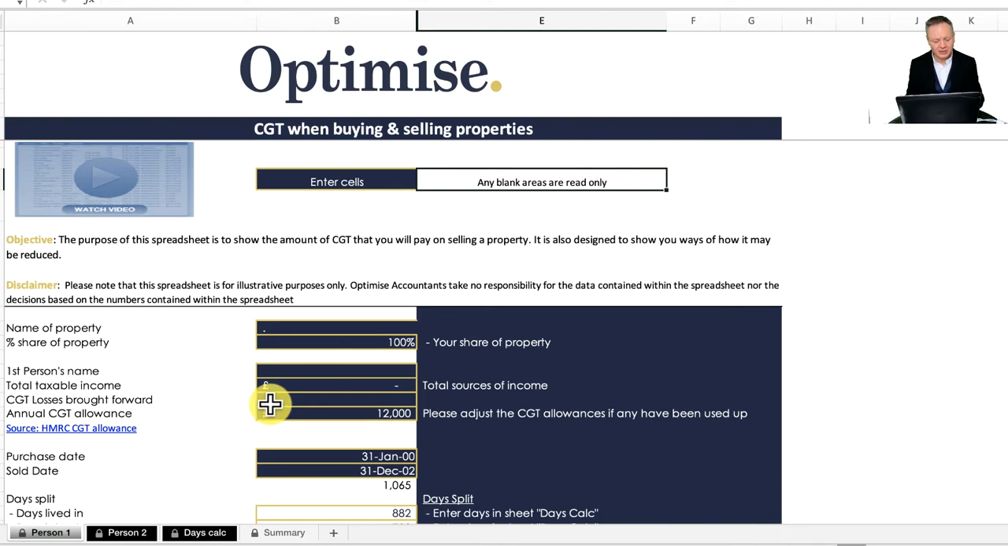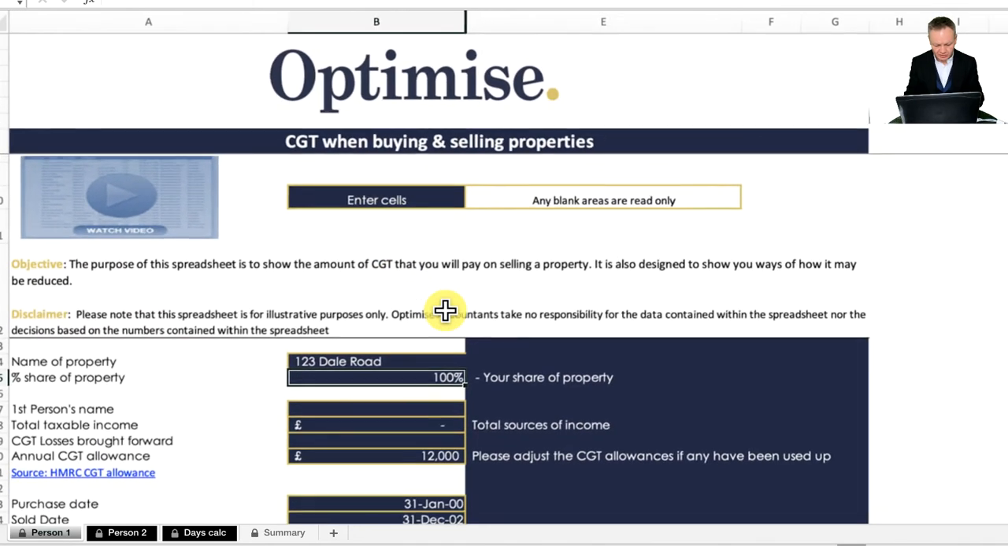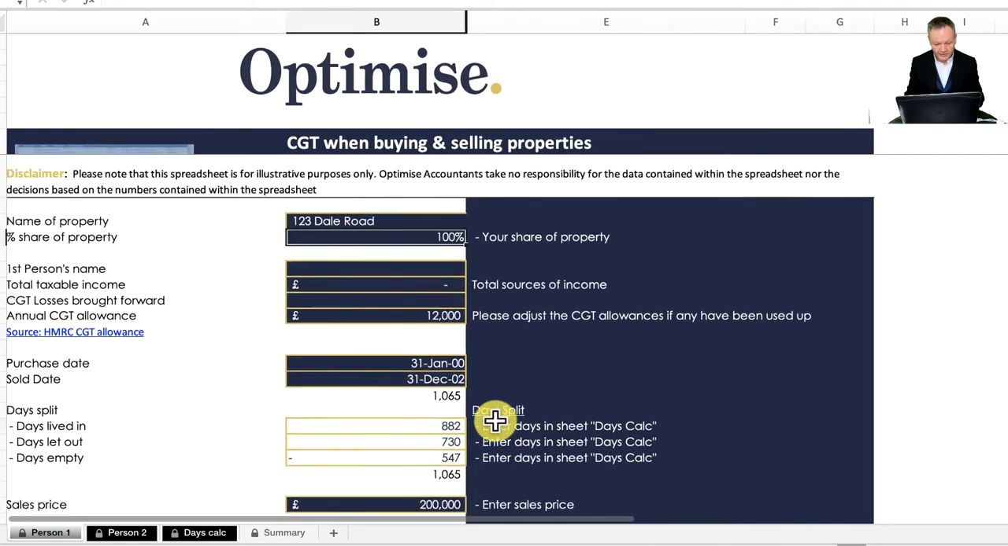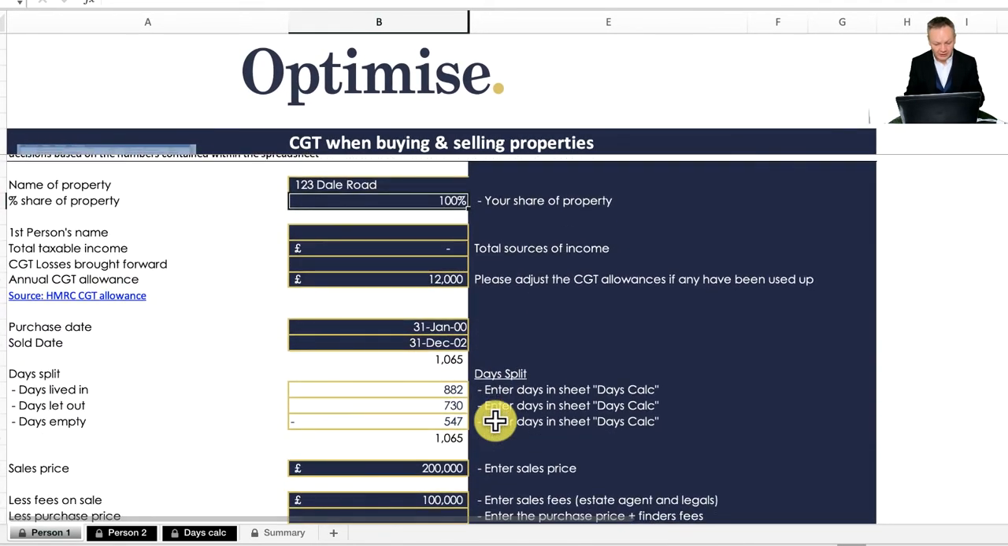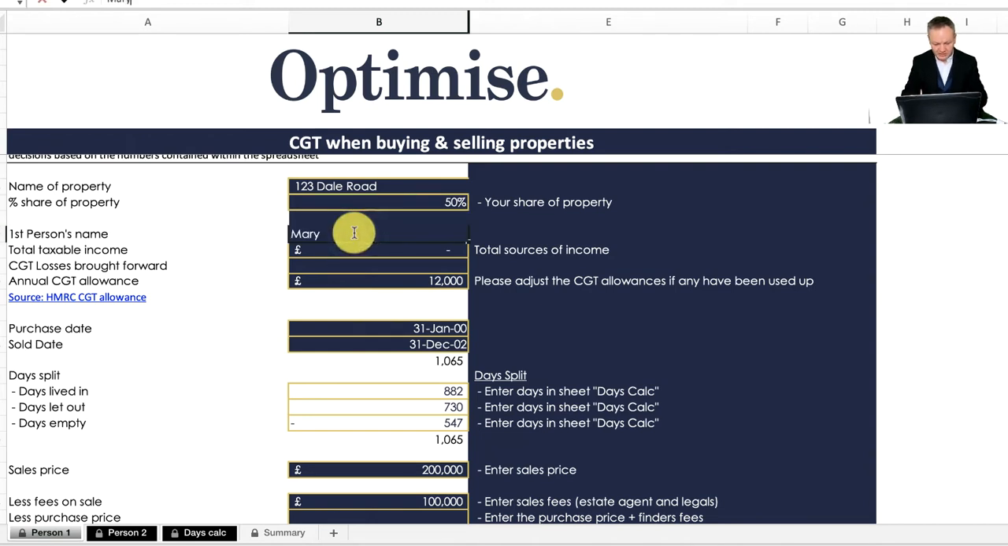Now let's imagine that you've got two people in the relationship buying a property. What you can do is type in the name of the property itself. So we're going to call it 123 Dale Road. And I'm just going to make sure this is a bit larger. Hopefully you can see my screen going up and down now. And what we're going to say is we've got 50% of the property ownership in the first person's name. And we're just going to call this person Mary.